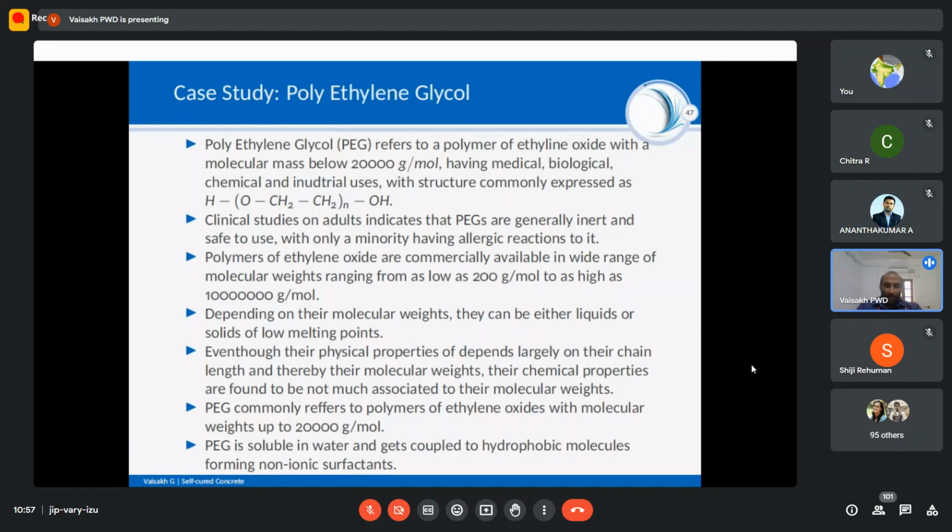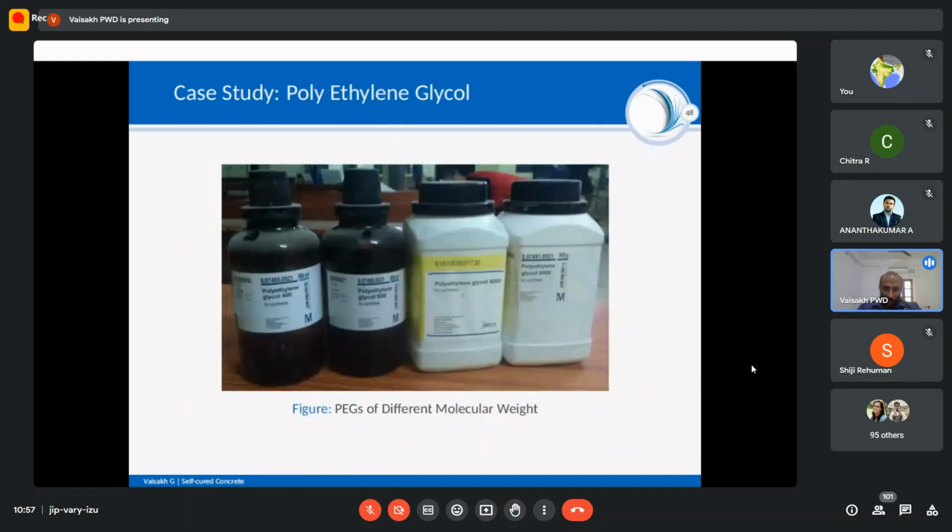And PEG is soluble in water. It gets coupled to hydrophobic molecules forming non-ionic surface tension, which is actually what we are using to disperse it uniformly throughout the water. Since it is soluble in water, we can mix it in the mixing water for concrete, and it can be uniformly distributed by using conventional mixing procedures. That is the advantage. I have used different types of PEGs, different molecular weights of PEGs. On the left, two are liquids and the white plastic packets are pellets, which have to be mixed in water to get into the liquid form.